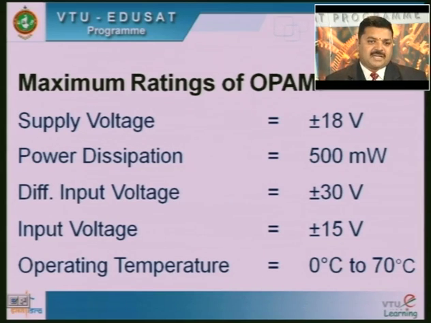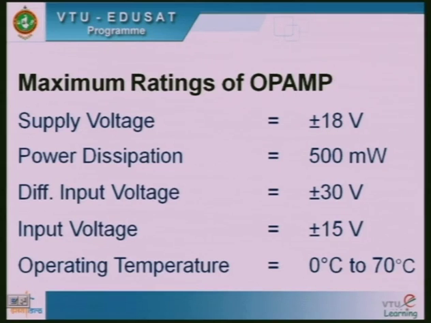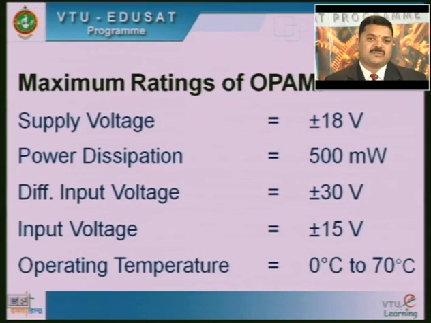An operational amplifier uses a dual supply. Usually it ranges from plus or minus 4.5 volts to plus or minus 18 volts maximum. So, the maximum supply voltage which we can give to the op-amp is plus or minus 18 volts. If we give more than 18 volts, the op-amp will be lost, it will burn off. Then what is the power dissipation with which the operational amplifier can withstand? It is 500 milliwatts.